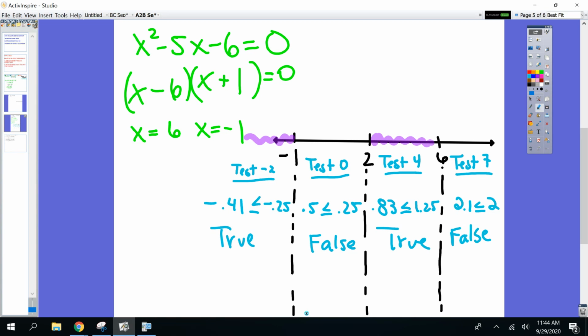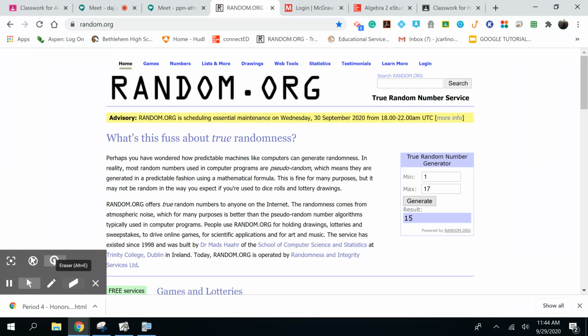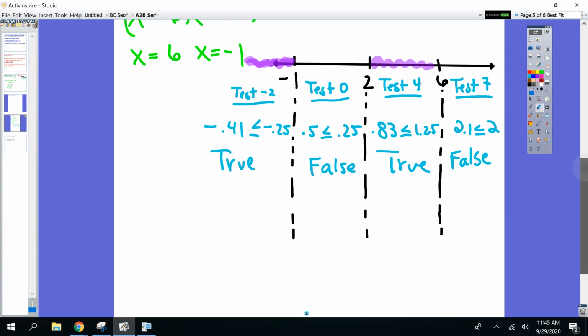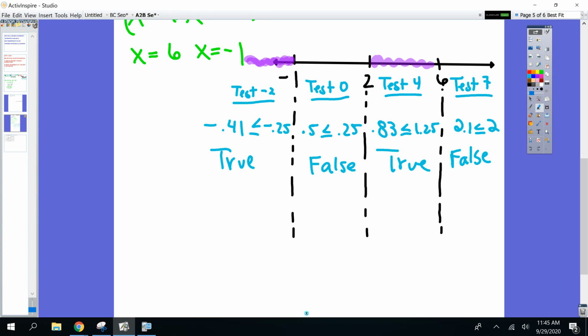What I need somebody to do is explain to me in your own words what that means. So let's go to this right here. What did this one mean? This first true. In your own words, any answer that is what? Talk to me, Colin. That first true we got to the left, that's any answer that is what? Less than negative 1. Good. All right, so how do I write that?